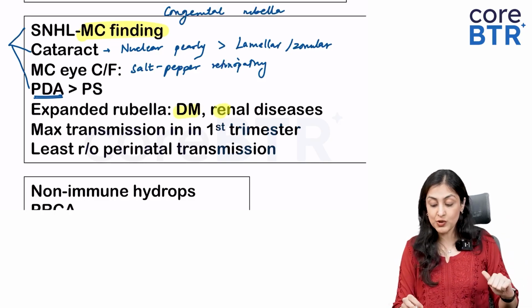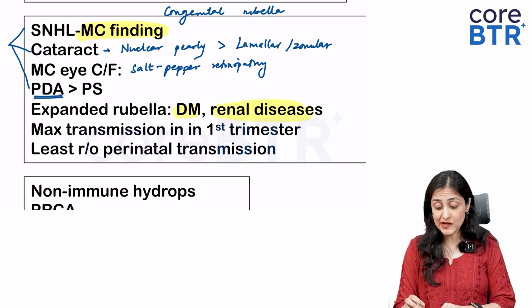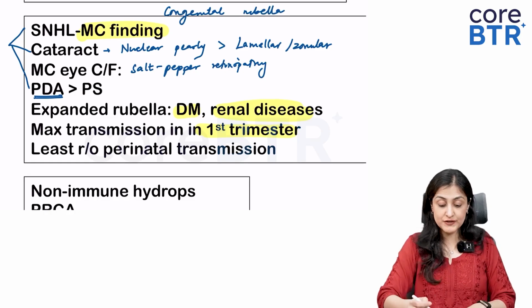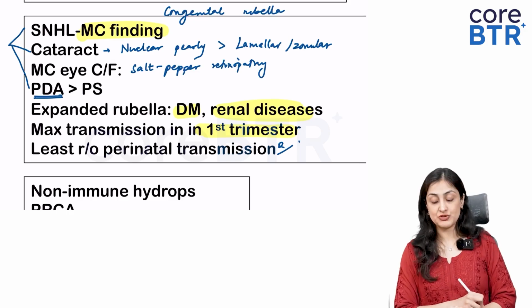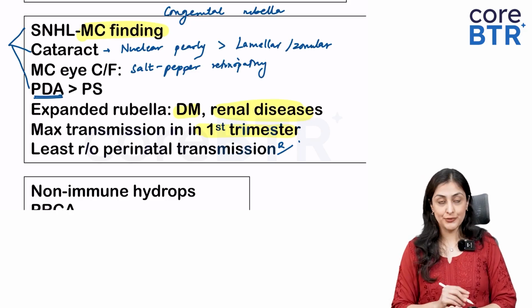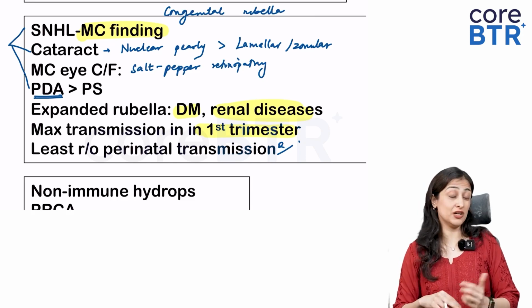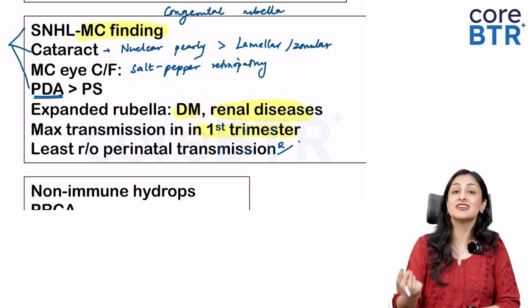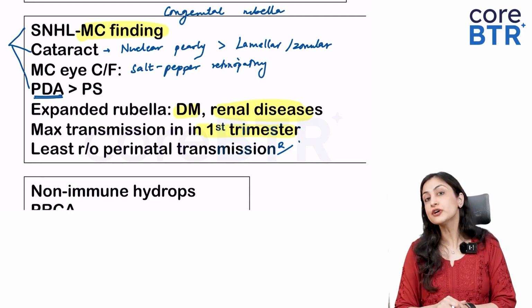Okay, so this is where you have diabetes and renal diseases as well. Maximum transmission happens in first trimester, and this is the one overall, this is a PYQ, which has the least risk of perinatal transmission. So this is congenital rubella. So the maximum transmission happens if a mother catches rubella, non-immune, right, who has never got an MMR. So a non-immune mother catching rubella in the first trimester, it's the worst case scenario for the fetus.